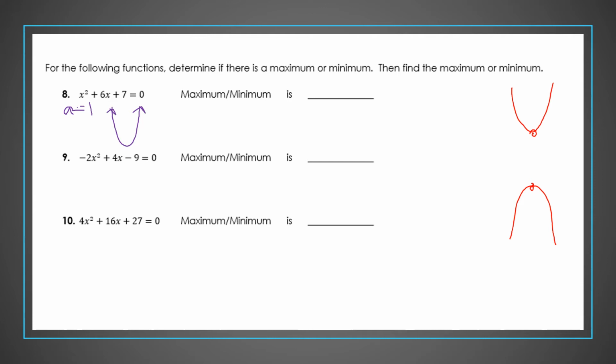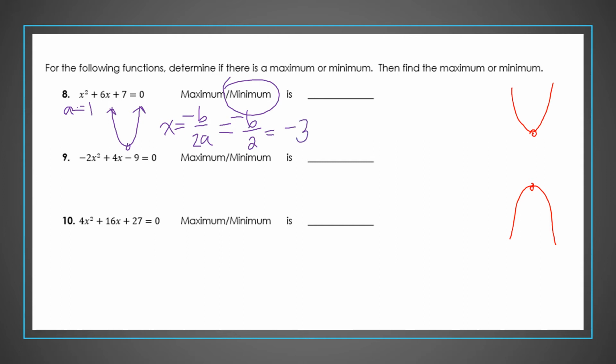The vertex is a minimum, so we've got a minimum. To find the minimum, the first thing we need to find is the axis of symmetry. The formula for the axis of symmetry is x equals opposite b over 2a. It's that first part of the quadratic formula. So our b value is 6, so the opposite of 6 is negative 6. And our a value is 1, so 2 times 1 is 2, so x would equal negative 3.